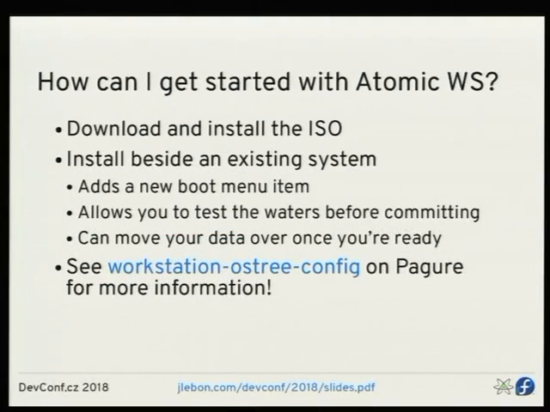So yeah, how can you get started with Atomic Workstation? You can download and install the ISO for Fedora 27, or if you're brave, Fedora Rawhide. Or you can also install inside, I guess, an existing system, which is what I did with my laptop. So it allows you to sort of test the waters before fully switching over. And then you can fully commit and move your data over once you're ready. You can check out Workstation OSTree config on Pagure for more information on how to do that exactly.